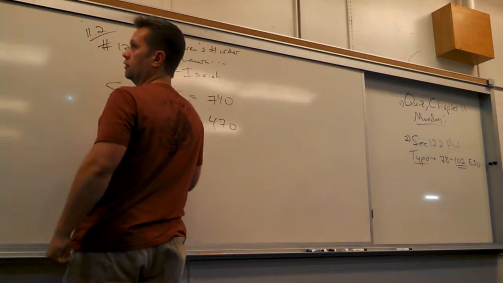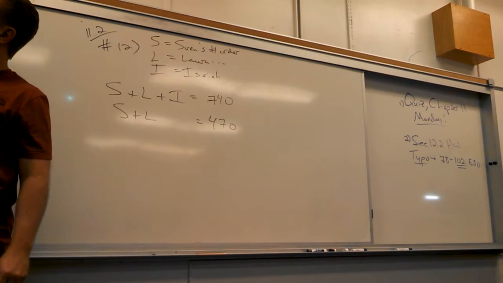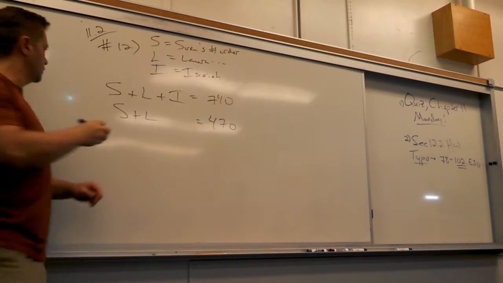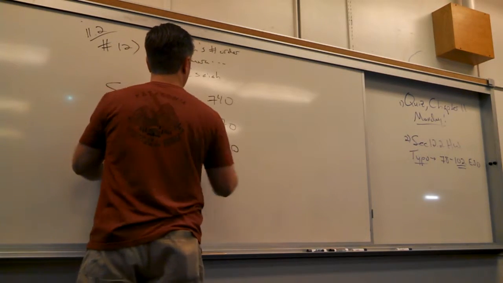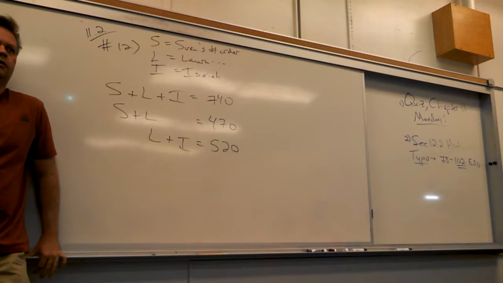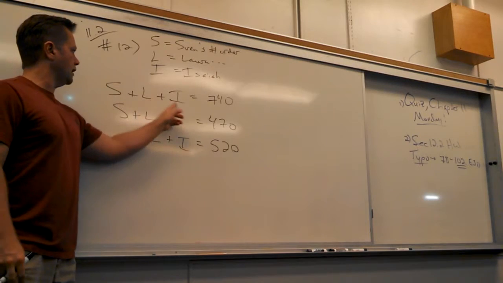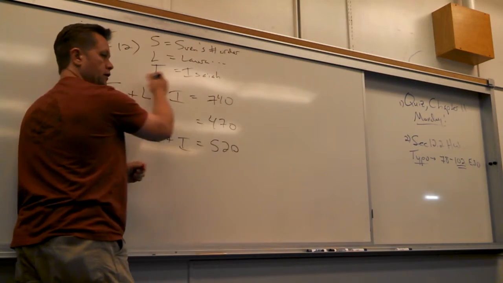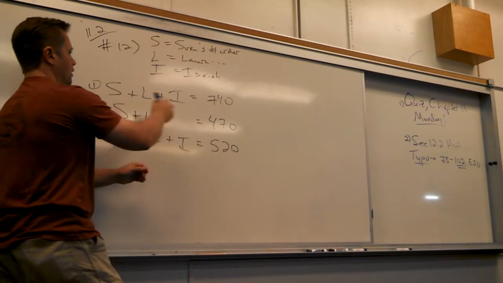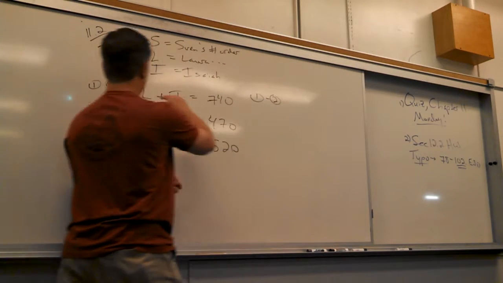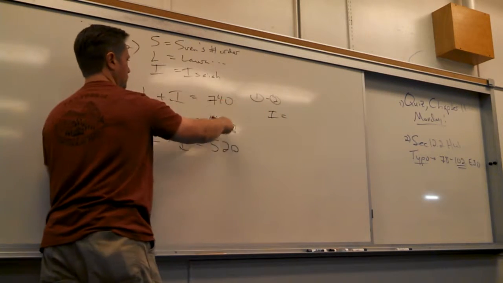And if you notice, I already know what I is. Lori and Isaiah can process 520. So then I know what S is. Do you guys see what I mean? If I know S and L together is 470, and S and L and I together is 740, what can I do with these two equations? I can subtract. Do you see? If I take 1 and 2 and subtract them, S minus S, L minus L, I equals.